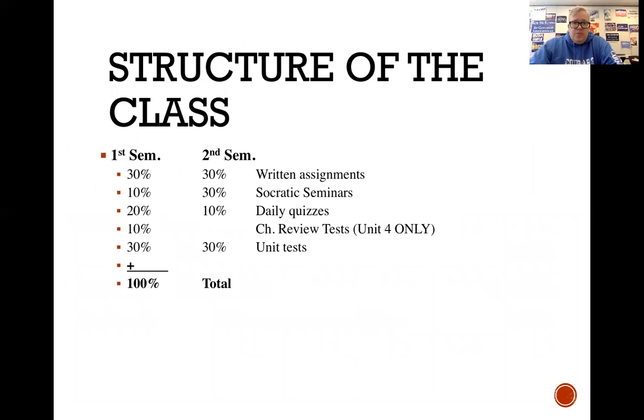The class structure is pretty simple. 30% of the grade is on written assignments. Their first major written assignment is coming up in about a week and a half. We do Socratic seminars and classes. We do daily quizzes, and those quizzes are on reading. They're daily reading quizzes is what they really should be called. They focus very specifically on the night's reading, and they're open notes. Students are encouraged to take notes on the reading, and then they can use those notes on the daily quizzes. The hope is that they get better at both taking those quizzes and taking notes. And finally, unit tests are 30% of the grade.